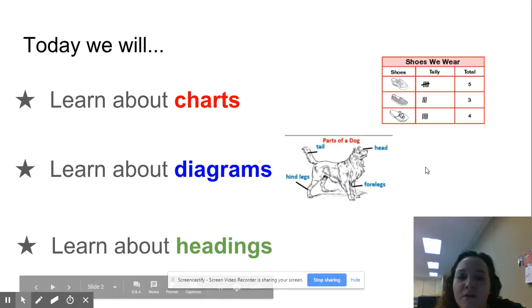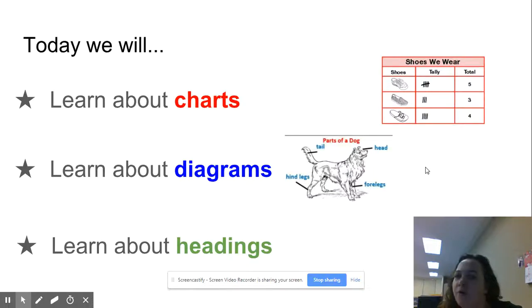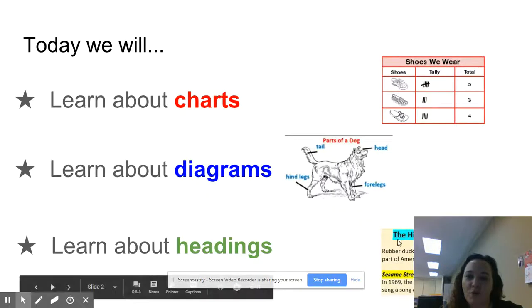We're also going to learn a little bit more about headings. You guys already know about headings because we've talked about them in class, but headings look like this. It's almost like a title. It's usually in bold font. See how it sticks out like that?